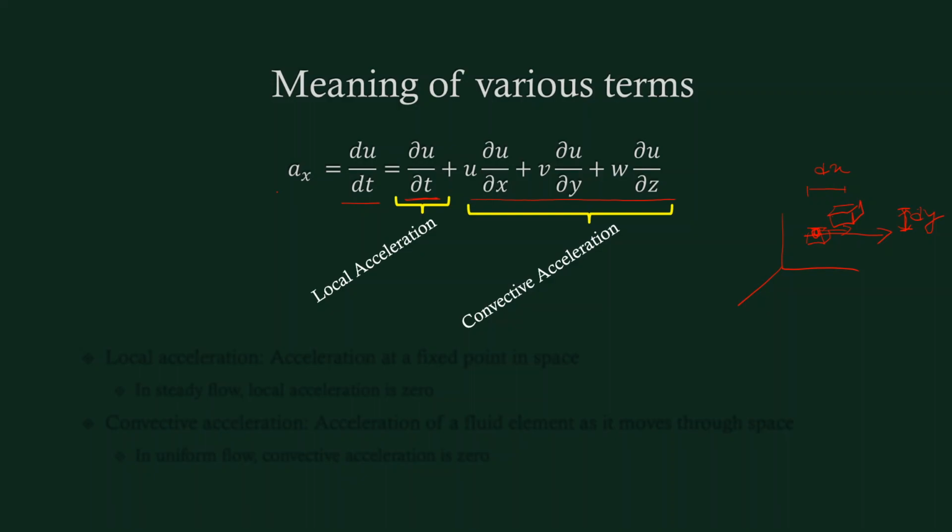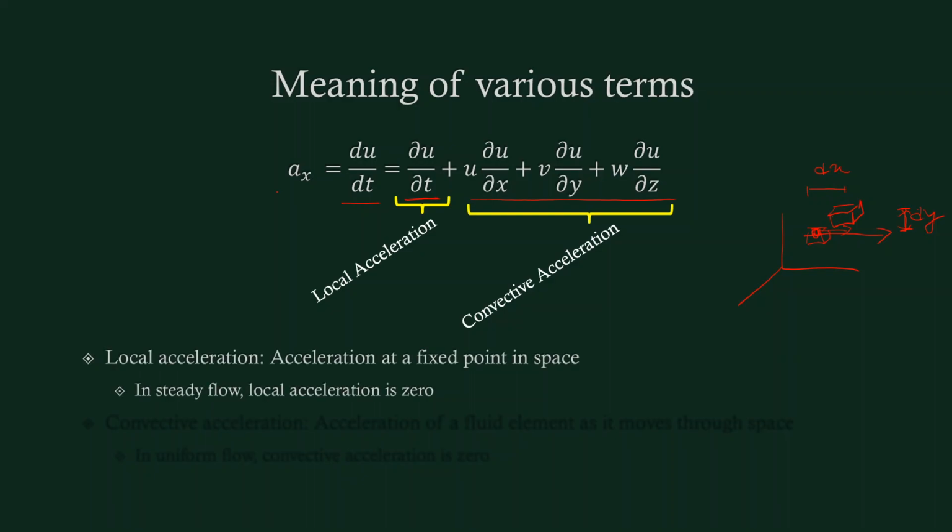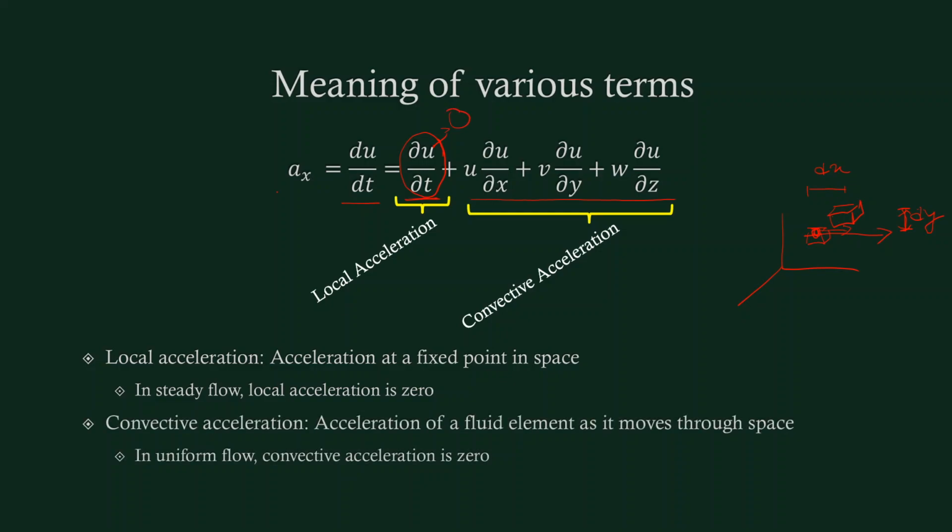Now, local acceleration, as we have already mentioned, is acceleration at a fixed point in space. In case of steady flow, since things are not changing with respect to time, local acceleration becomes zero. On the other hand, convective acceleration is the acceleration of a fluid element as it moves through space. In uniform flow, the convective acceleration is zero, because as fluid moves through space, there is no change in velocity or any other property.